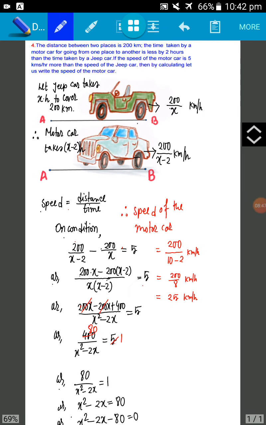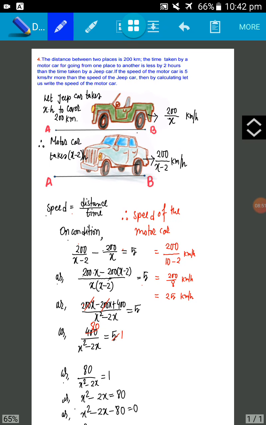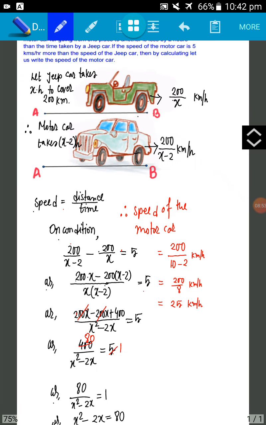So students, I think you have understood how we get that simple equation by using the simple formula, speed equals distance by time, and after that the difference of their speeds is 5 kilometers per hour. So we have used this.